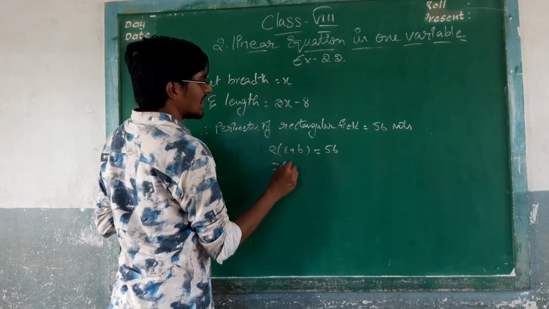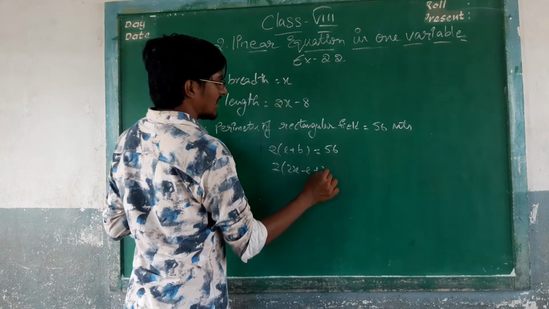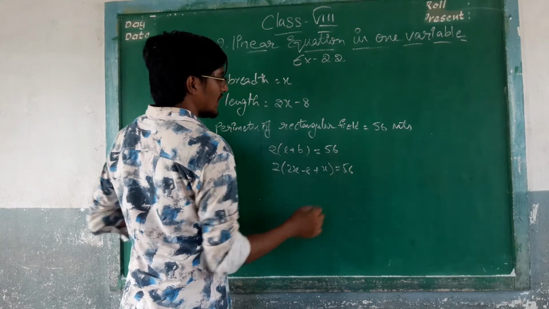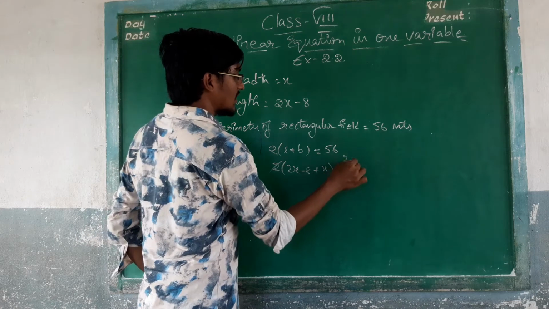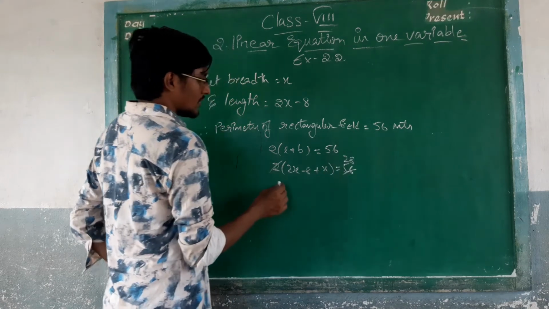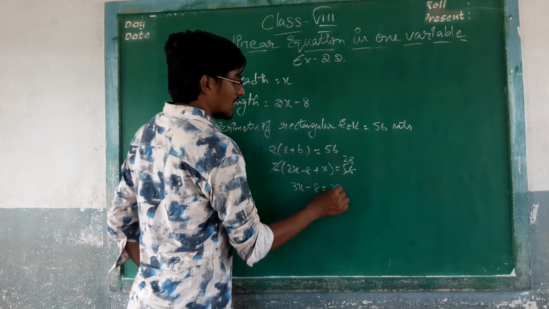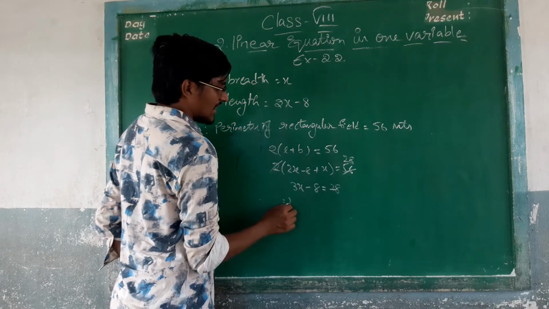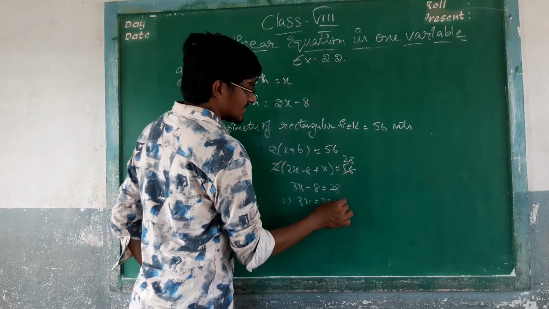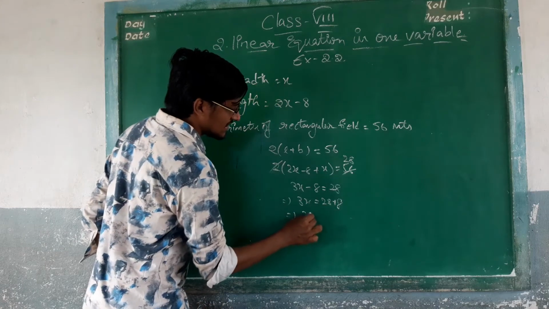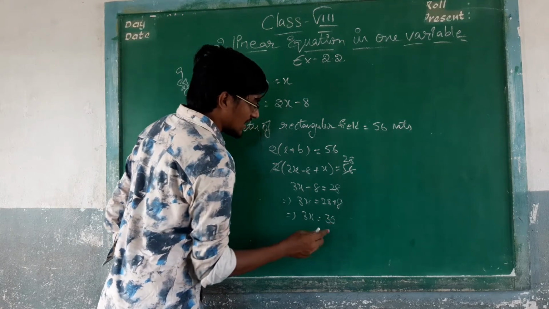2 into, what is the length here, 2x minus 8, plus breadth equals x, that equals 56. Now 2 here, how many times? 28 times. 2x plus x, that equals 3x minus 8 equals 28. That implies move this minus 8 to the right hand side. It will become plus 8. That implies 3x equals 28 plus 8. 28 plus 8 is 36.